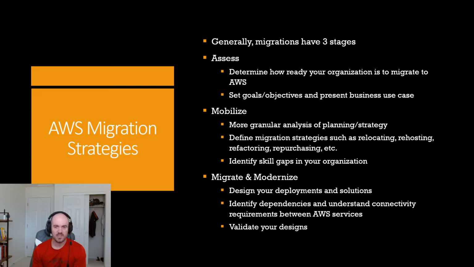Okay, and then once you've moved past that stage, it's time to actually do the thing. So you're going to move into the migrate and modernize stage, which is where you design your deployments and your solutions. Okay, you know what you're going to do. Now it's time to actually design them. You are going to need to identify dependencies and understand connectivity requirements between AWS services. And you're going to want to validate your designs. So just make sure everything is all set, ready to go.